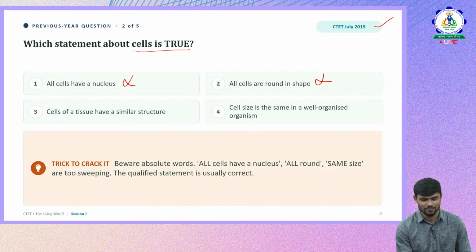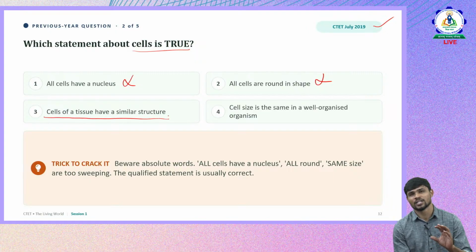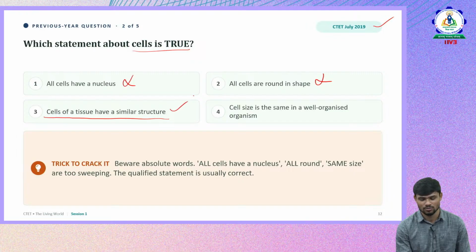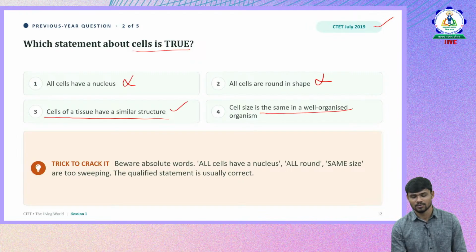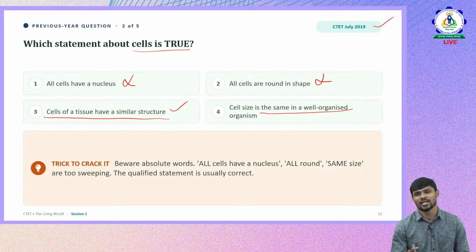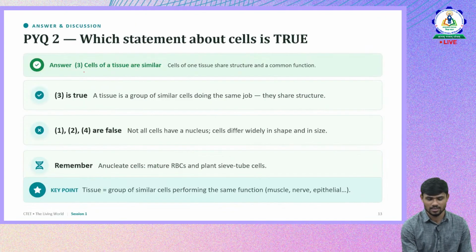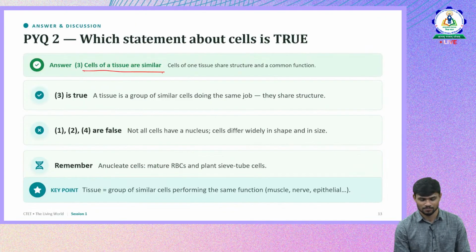Then cells of a tissue have a similar structure. We just discussed this, so cells of a tissue will have a similar structure. So this is the right answer. Cell size is the same in all organisms? No. Cells vary from tissue to tissue. Their shape and size will be different in different organisms. So the right answer is that cells of a tissue are similar.